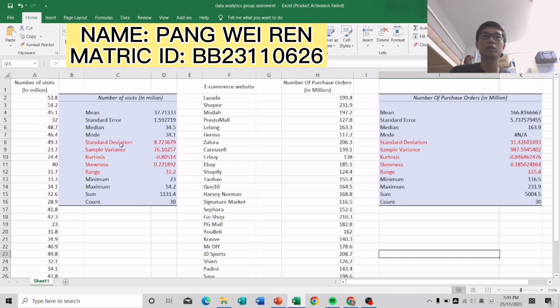The standard deviation for the number of visits in million is 8.7239. Meanwhile, the standard deviation for the number of purchase orders is 31.42601693.